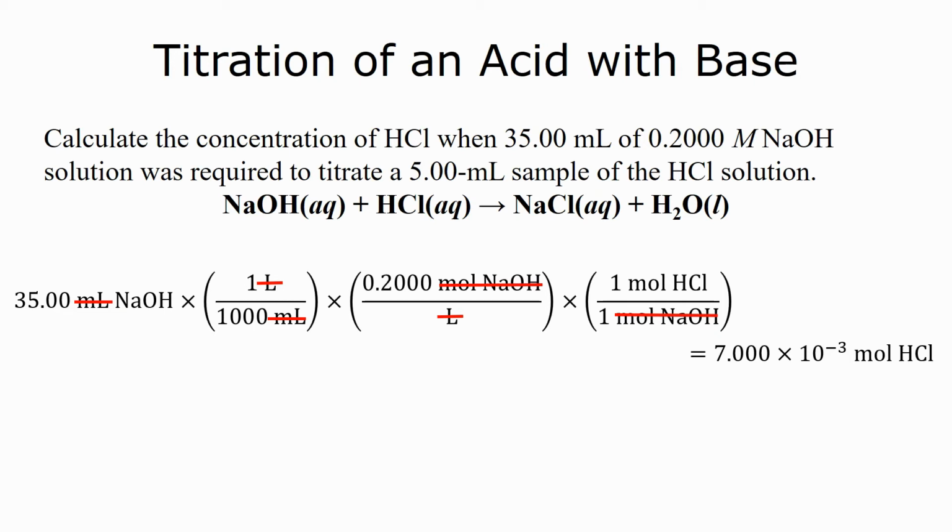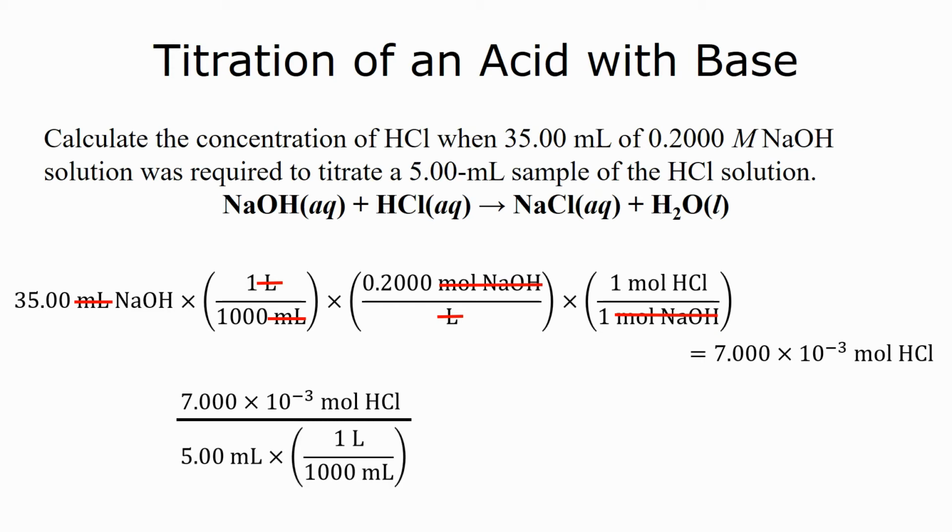So what do we do with this information? Well, let's go back to the question. The question was asking the concentration. We took a 5 milliliter sample, and in that sample, there were 7 times 10 to the negative 3 moles. So if we want to find concentration, we take moles divided by liters. Now be careful, that was a 5 milliliter sample. We need to convert that to liters by dividing it by 1,000. So the concentration of the hydrochloric acid was 1.40 molar.